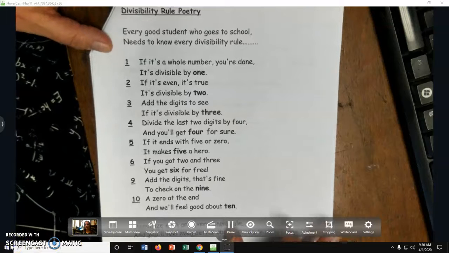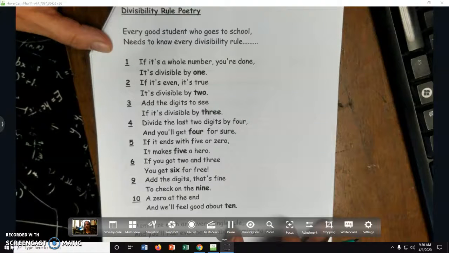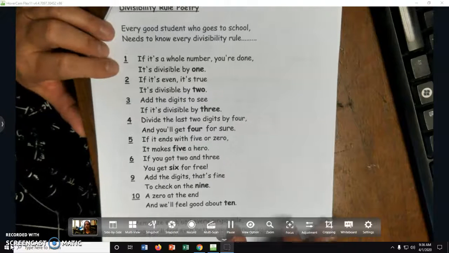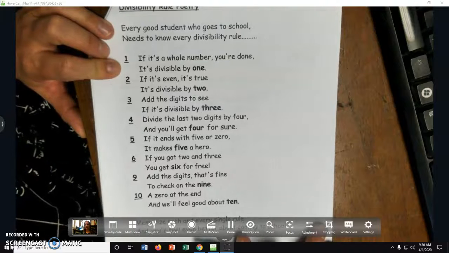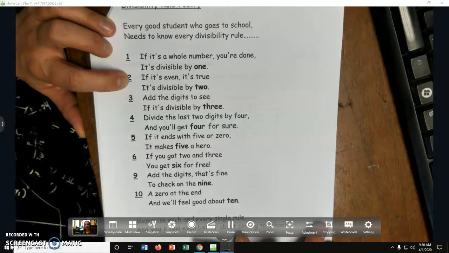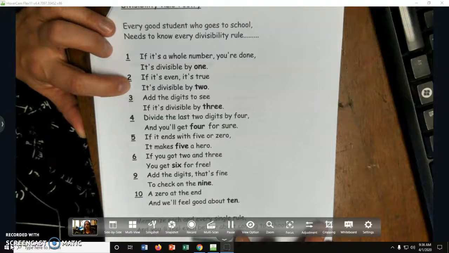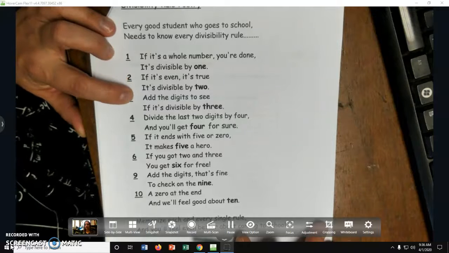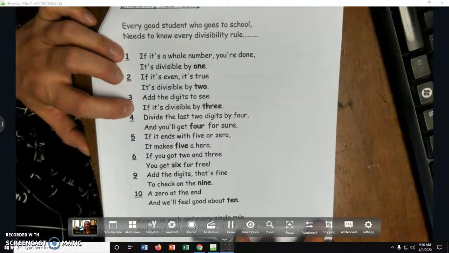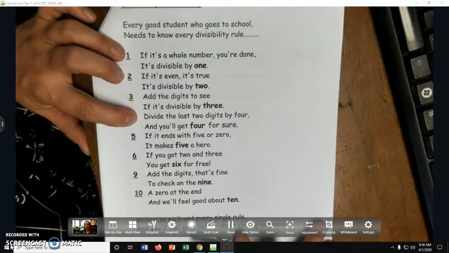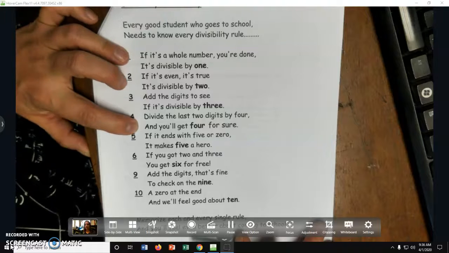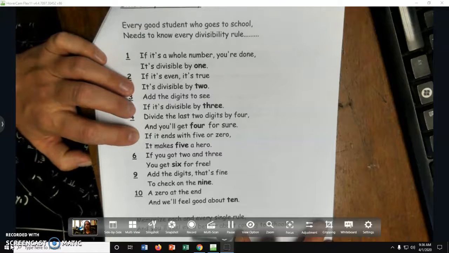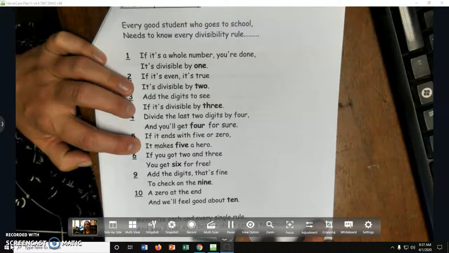So here it goes. Every good student who goes to school needs to know every divisibility rule. If it's a whole number, you're done. It's divisible by 1. If it's even, it's true. It's divisible by 2. Add the digits to see if it's divisible by 3. Divide the last 2 digits by 4 and you'll get 4 for sure. If it ends with 5 or 0, it makes 5 a hero.